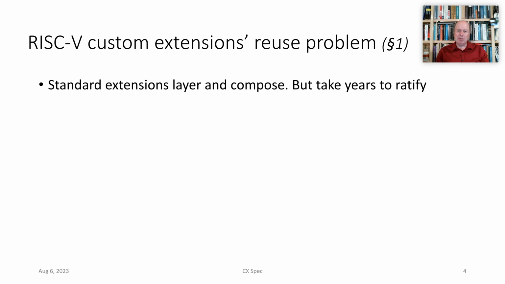To appreciate the RISC-V custom extensions reuse problem, let's talk about RISC-V extensions. There's the RISC-V base ISA and standard extensions like floating point and atomics that layer and compose correctly on top of that. There's also a community process to define a new standard extension, which must be of general interest and broad utility and non-proprietary. It can take a long time to define a new extension, and in the end, each new standard extension consumes some of the remaining 32-bit instruction opcode space and adds to the enduring complexity of RISC-V.